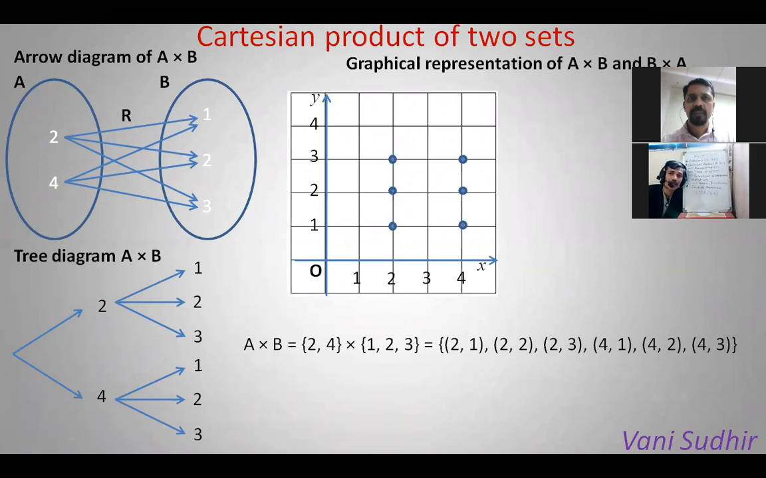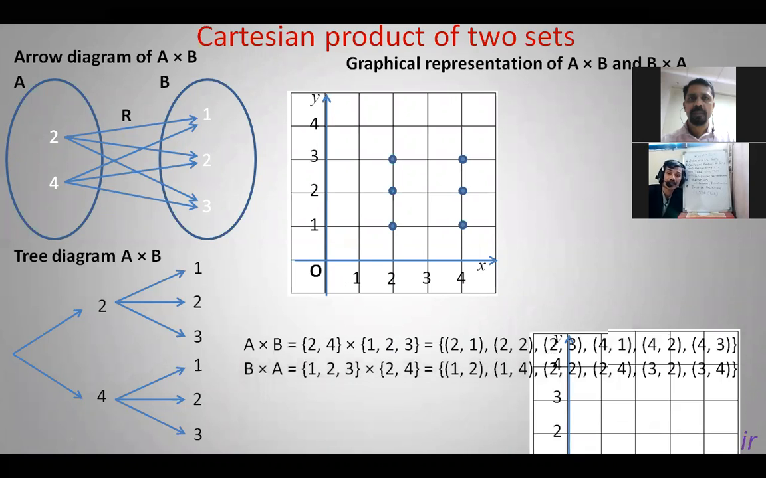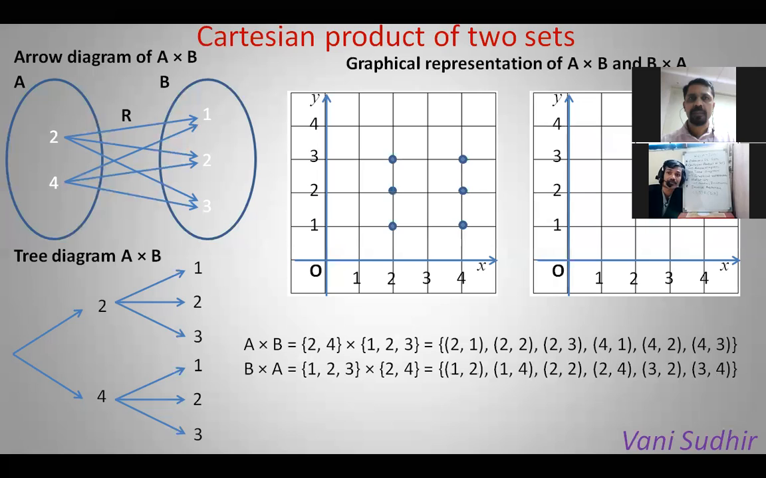We said A cross B and B cross A are not equal. Now I'll show by graphical representation. In that, what ordered pairs are there? (1,2), (1,4), (2,2), (2,4). And next what we have, another (3,2) is there and (3,4) is there. Are they same? Are A cross B and B cross A the same?